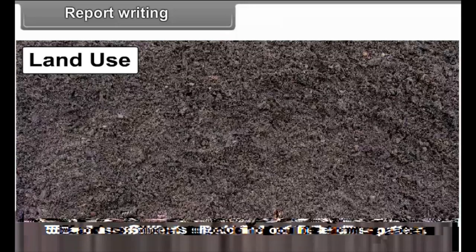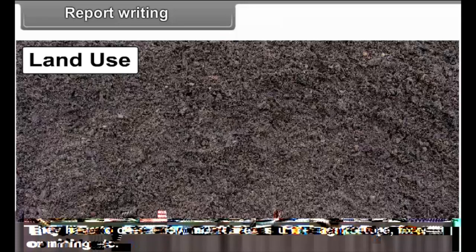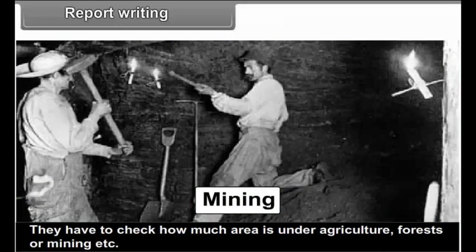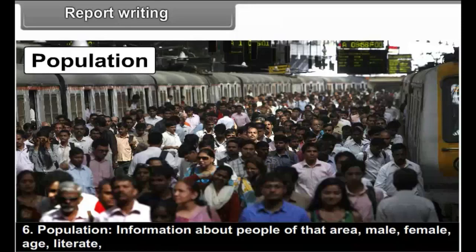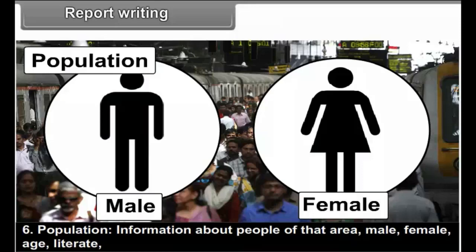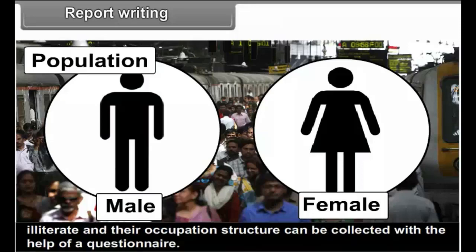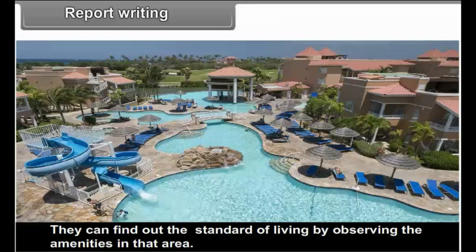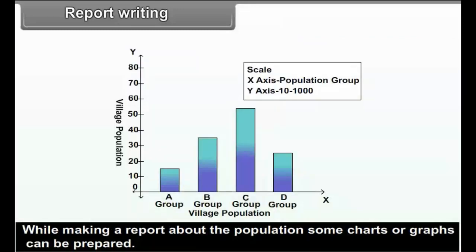5. Land use. Students should find out the land use pattern. They have to check how much area is under agriculture, forests or mining, etc. 6. Population. Information about people of that area, male, female, age, literate, illiterate, and their occupation structure can be collected with the help of a questionnaire. They can find out the standard of living by observing the amenities in that area. While making a report about the population, some charts or graphs can be prepared.